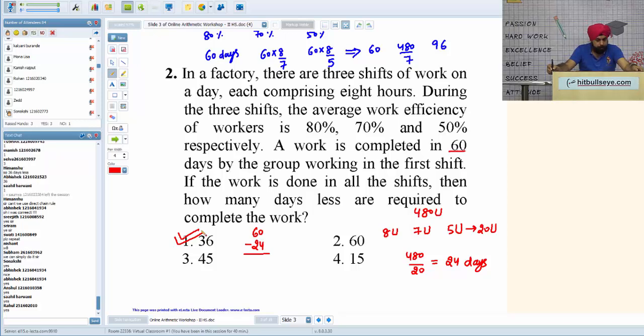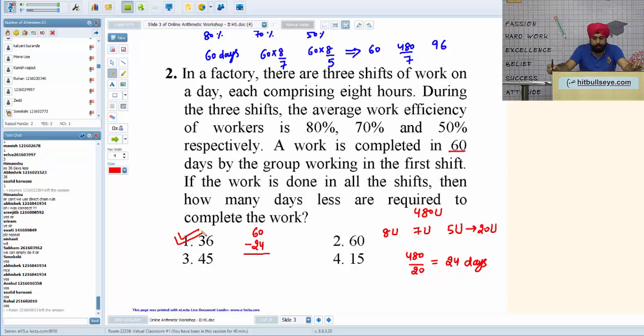Swati, we said in 60 days they finish the work if they work at 80% of the efficiency. At 70% of the efficiency, it will be 8 by 7 of the same. At 50% efficiency, it will be 8 by 5 of the same. If you solve that, it comes out to be 60, 480 by 7 and 96.